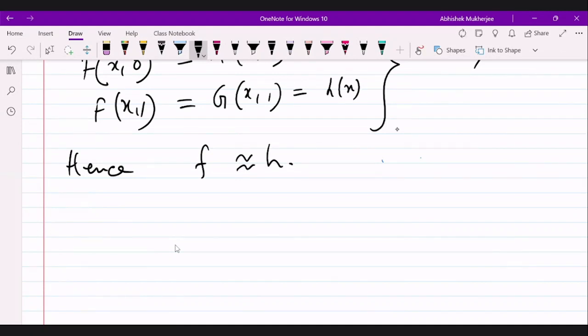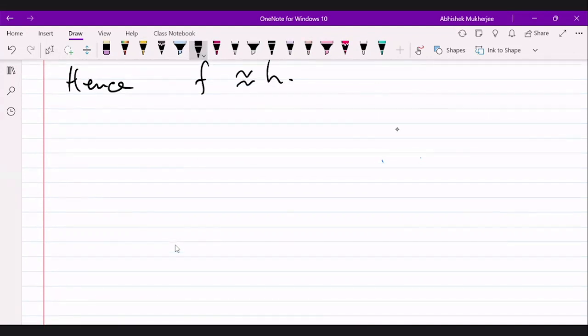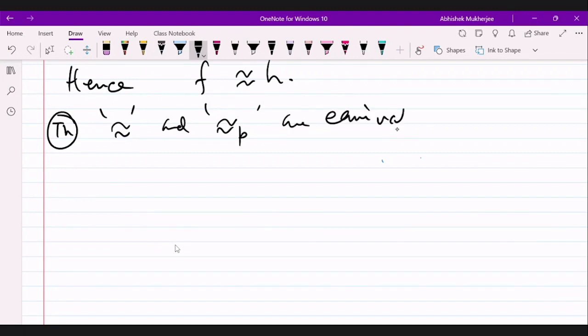So these two relations: if you take the homotopy relation, that will be an equivalence relation. If you take the path homotopy also, that will be an equivalence relation. Great. So you can make a theorem here. These two relations are equivalence relations on the respective classes of maps. Okay, great.